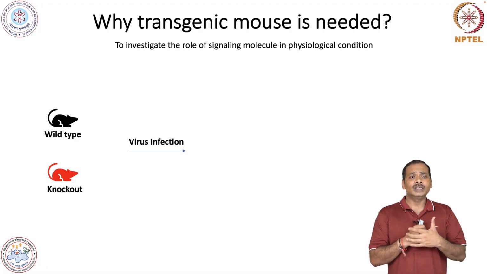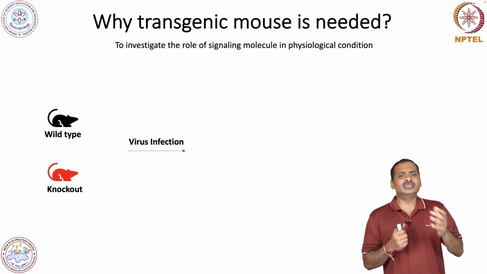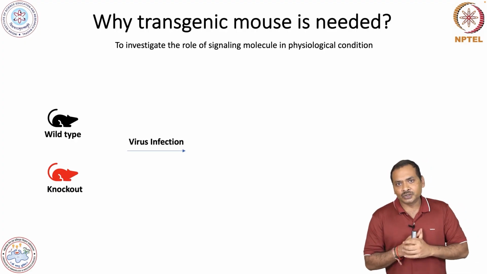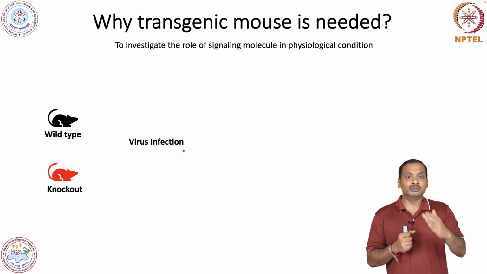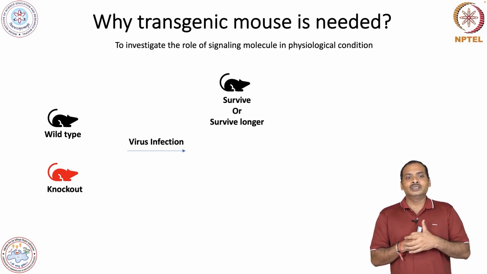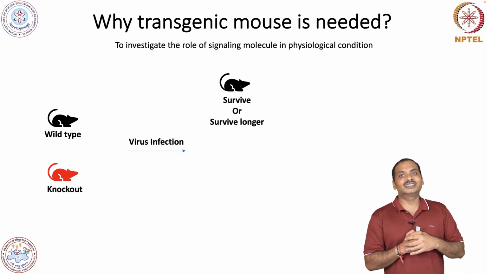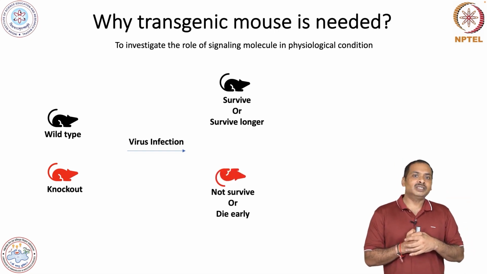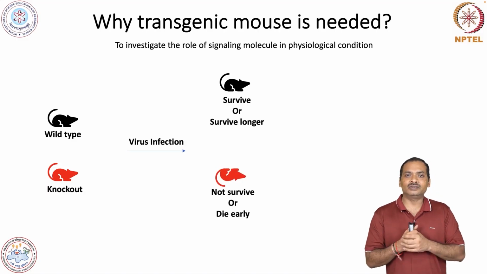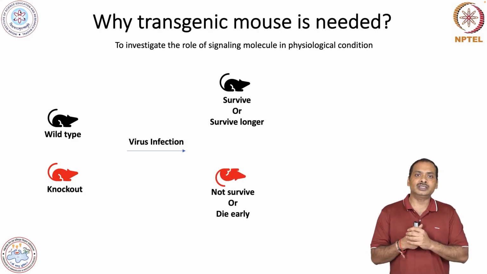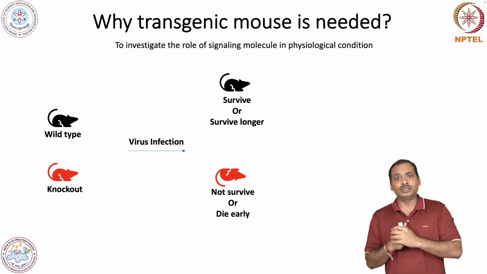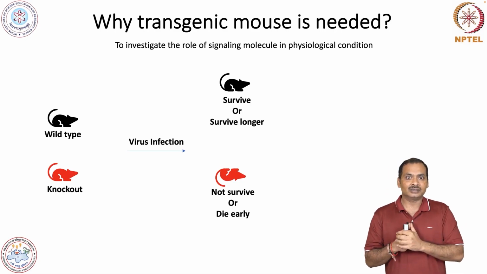And then you infect these mice with virus. For example, the gene you have discovered plays a very important role in defense against viruses. So, what will happen? The wild type mice will survive. But on the other hand, the knockout mice will die, or it will die quite early. In that way you can prove that this gene is playing a very important role in defense against the viruses.